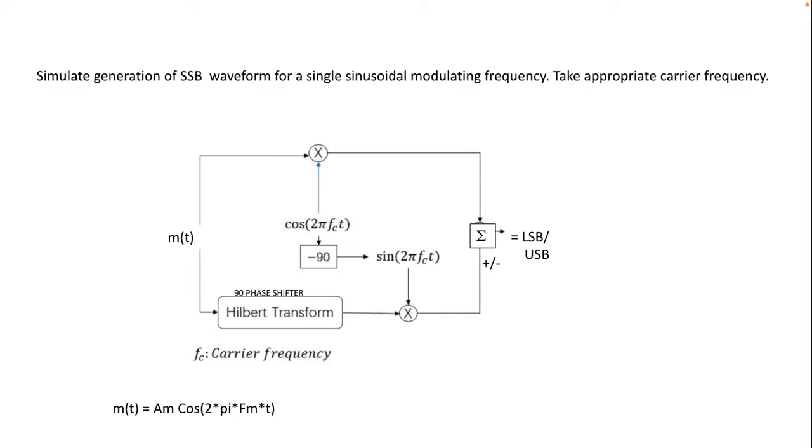To the other balanced modulator, both the message and the carrier are phase shifted by 90 degrees and they reach the balanced modulator. If we add the outputs of these two balanced modulators, we get the LSB, the lower sideband. And if we subtract them, then we get the upper sideband. Here we use the Hilbert transform function to bring a phase change of 90 degrees.